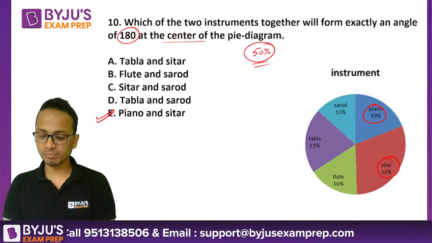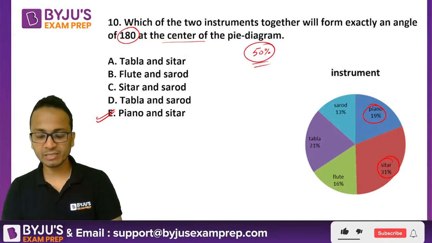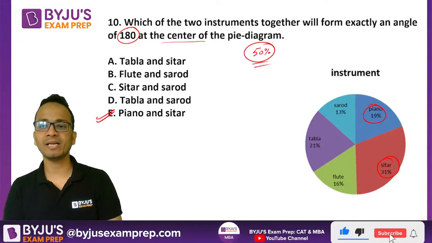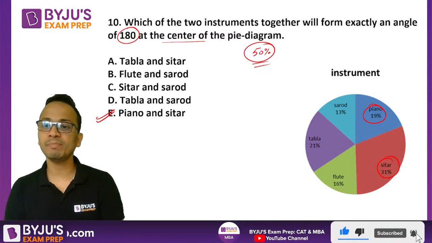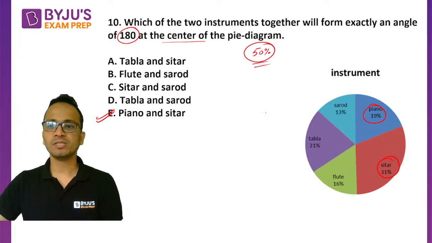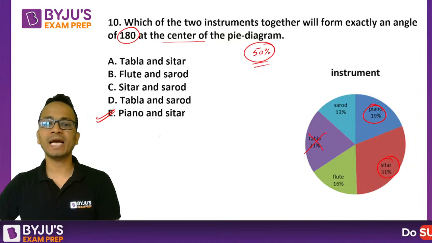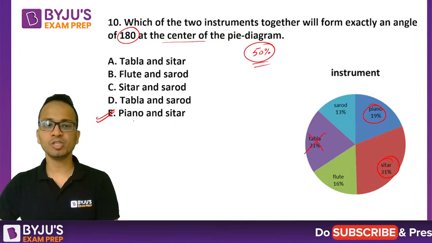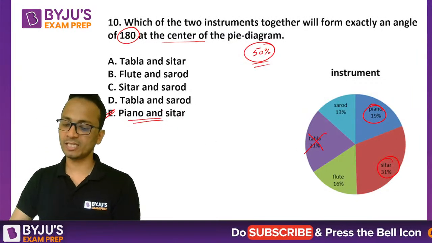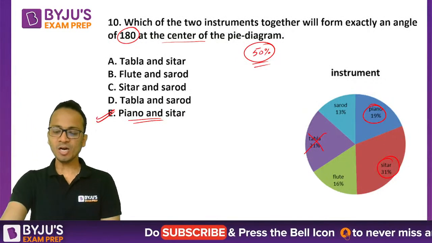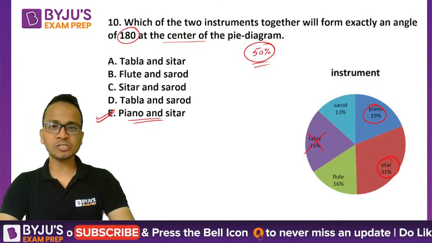Sanjay, it is 19 plus 31, and that is piano and sitar, not 19 plus 21. 19 plus 21 is not it, 19 plus 31 will be 50. So the correct answer will be piano and sitar. Okay. All right, so friends, that was the last question for the day.